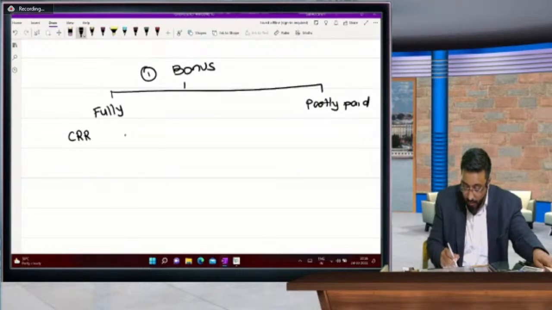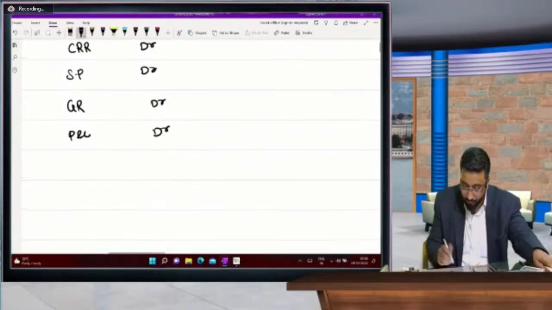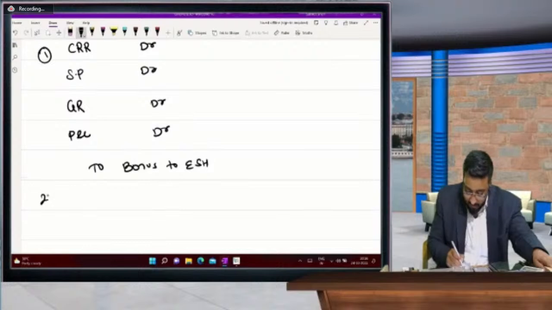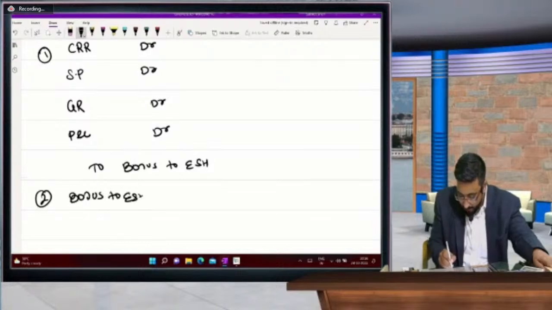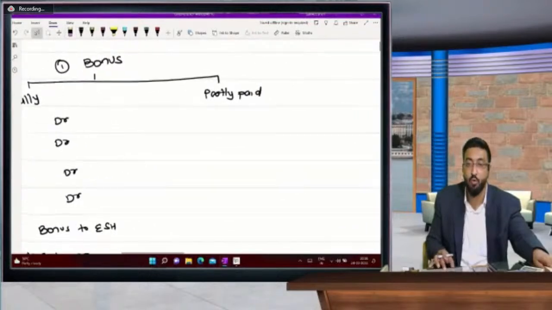CRR account debit, security premium, reserves and surplus you are going to reduce. General reserve account debit, P&L account debit to bonus to equity shareholders. And second entry will be bonus to equity shareholders to equity share capital. Remember, authorized capital you also have to increase.